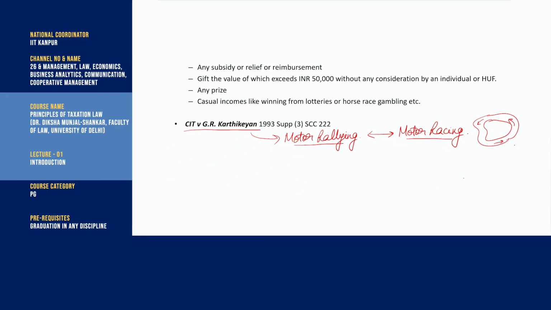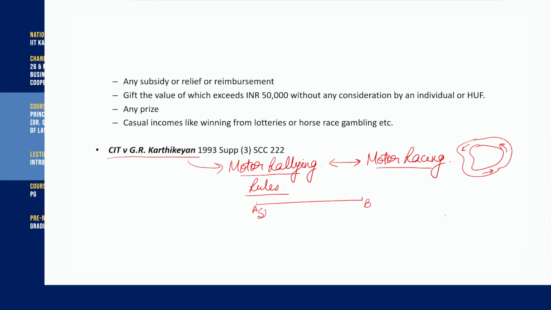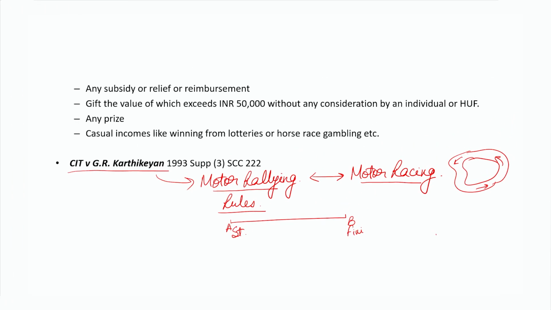In case of motor rallying, as we see from the case of G.R. Karthikeyan, there was a fixed set of rules which were there, right? Now you had to follow these rules, and whoever has the least amount of violations between point A to point B, from your start point to your finish point, right? So whoever has the minimum amount of violations, that person will be considered as the winner. Now over here, G.R. Karthikeyan had won a particular amount, right? So he had got this prize money, and this prize money that he had received, that was being subject to tax.